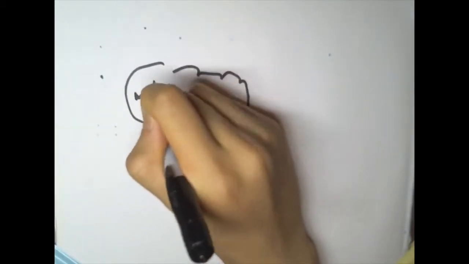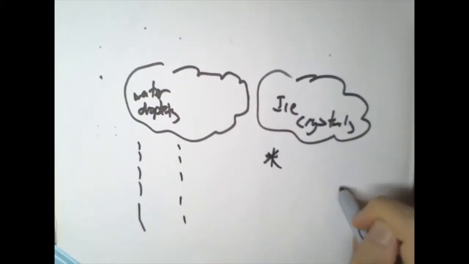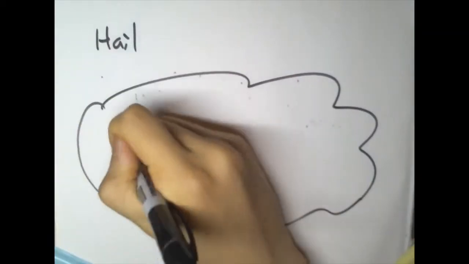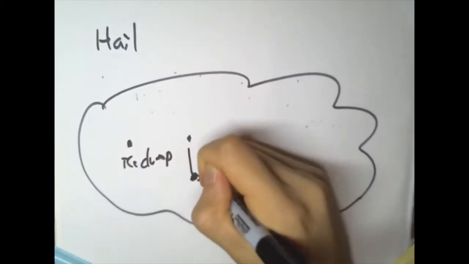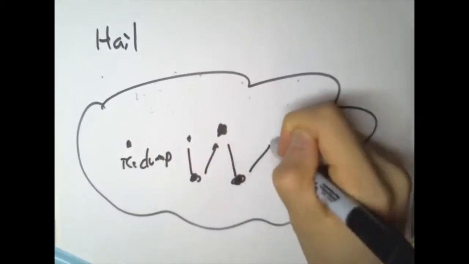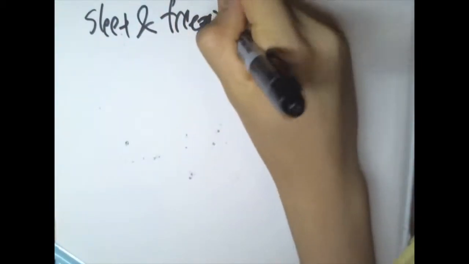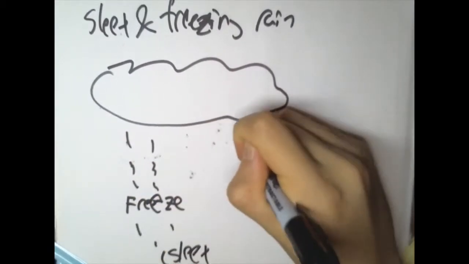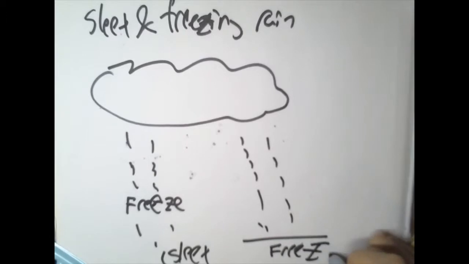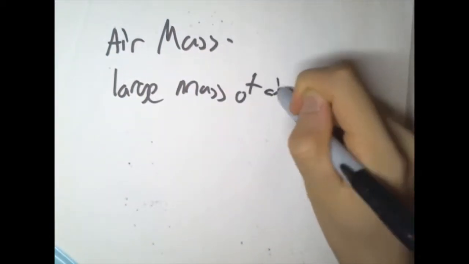When water droplets are drawn down by gravity, it becomes rain. When ice crystals are drawn down by gravity, it becomes snow. Hail, which is large ice crystals, is formed when small ice crystals bounce around in a cloud and gain mass until they become too heavy and are forced to fall. Sleet is when rain freezes as it falls, and freezing rain is what happens when the rain freezes when it hits the surface. Now let's go a little bit deeper and see what really causes this weather.